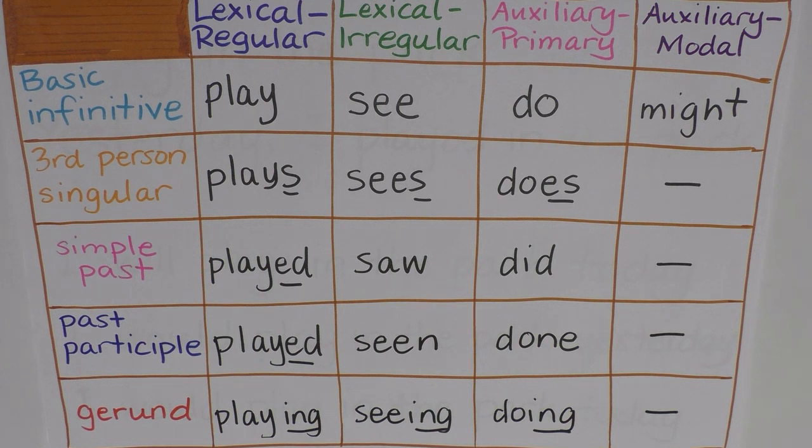Okay, so that's our table complete. Let's see what it shows us. What it shows us is that lexical verbs and auxiliary verbs both have these 5 morphological changes, but modal auxiliary verbs do not carry any of the inflections and can only be used in their basic infinitive form. So that's a pretty strong point. All verbs carry the same morphological changes except modal auxiliary verbs.